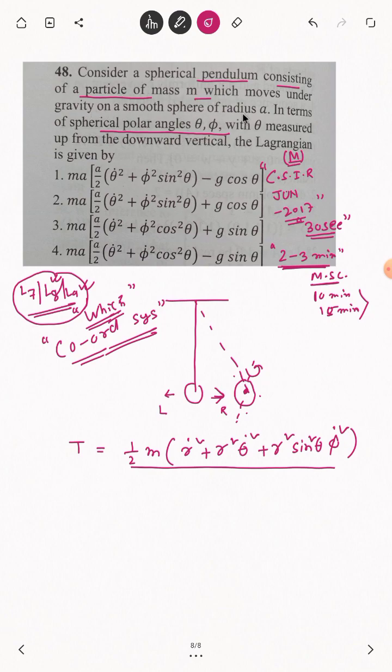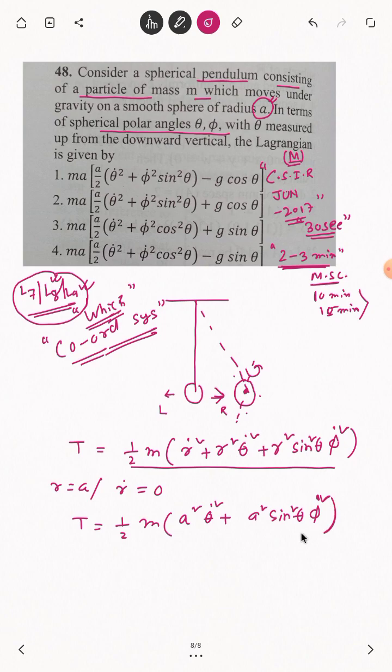So here they have given that it is happening with respect to a fixed radius a. So here r equals a, we have discussed it in the theory, please revisit those. r dot equals 0, so kinetic energy will become half m times a square theta dot square plus a square sine square theta phi dot square. So the kinetic energy becomes this.